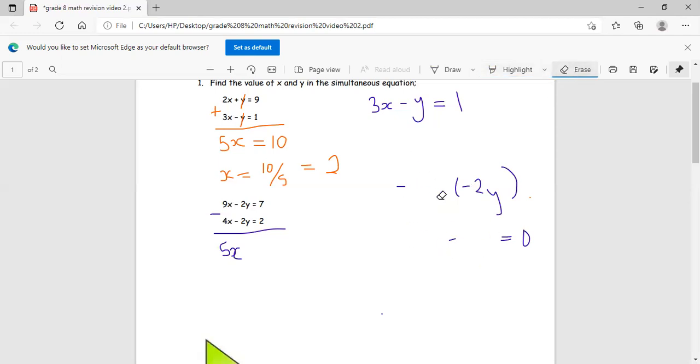So I'll be left with only x, and I can find the answer for x. So now, this is gone. I've been able to remove this. So it's equal to 7 minus 2, which is 5. Right? So I can find my x easily now because I will divide the two sides by 5. So x will now be equal to 5 divided by 5, which is equal to 1.